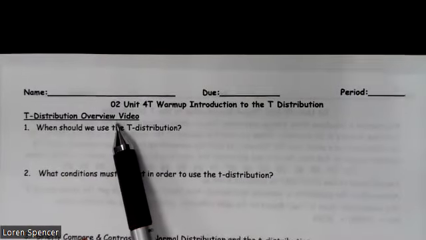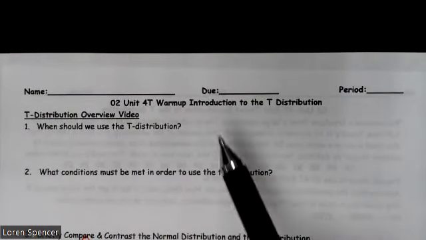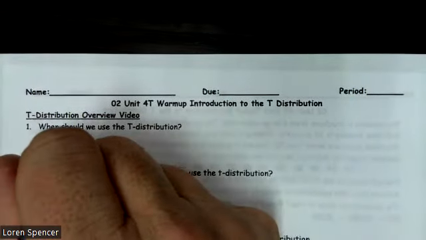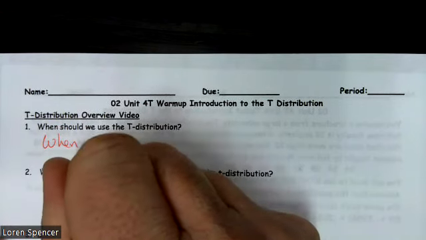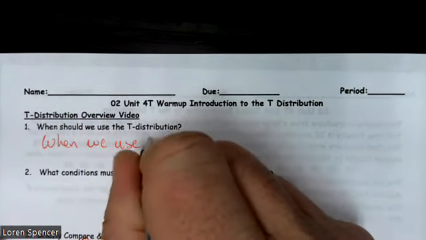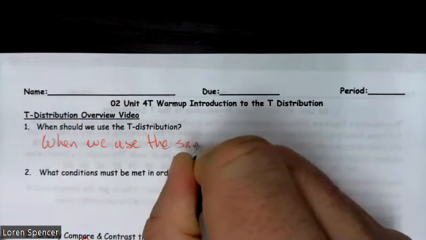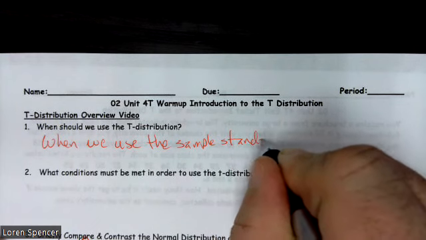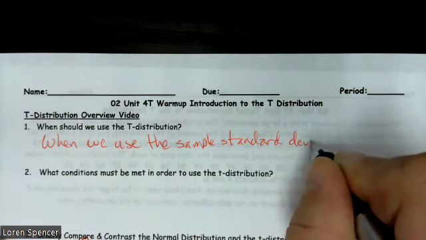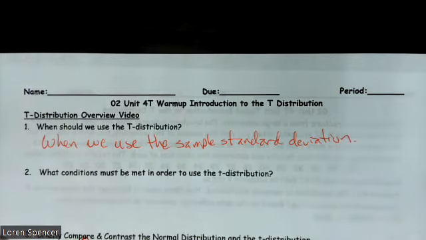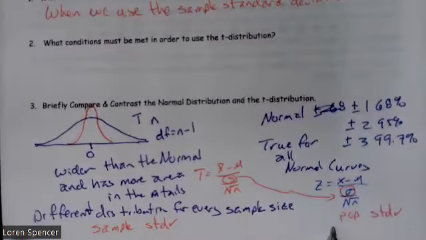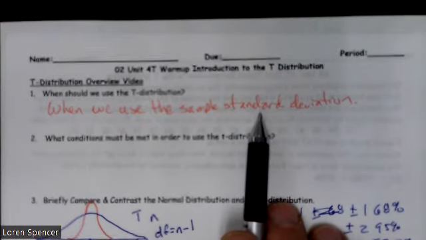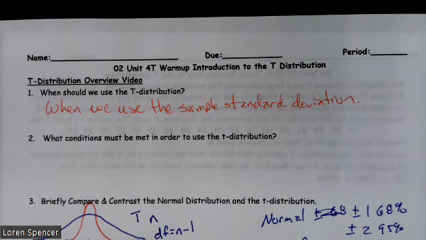So when should we use the T? Well, first off, we use the T when we use the sample standard deviation. Most of the time, we don't know the population standard deviation. Most of the time, we don't have this, so we're stuck using the sample standard deviation. So most of the time, we're going to be using a T.